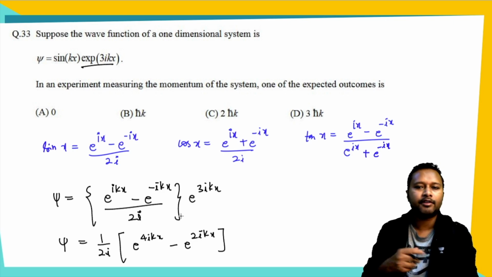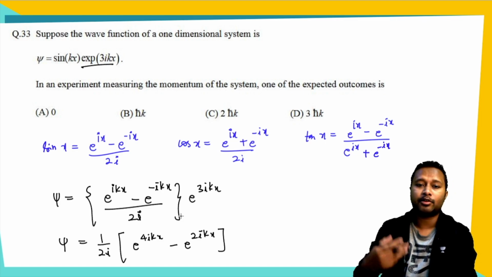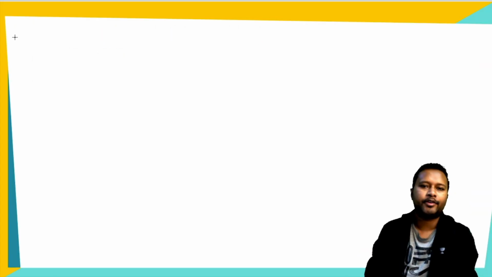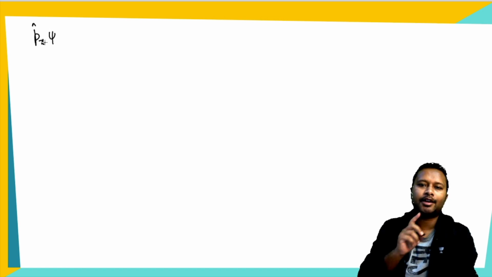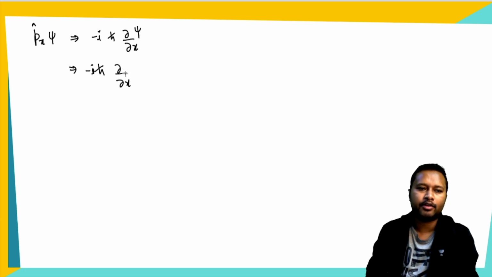Now this is the wave function which you have to apply the operator on, and you have to see the expected outcome. So let's try to see how it will be done. All right, so now you have to just find out the outcomes. For that you have to operate the linear momentum operator on the wave function. So the linear momentum operator is minus i h cross dou by dou x on psi. So let's put the value of psi. So I'll have minus i h cross dou by dou x, or d by dx.